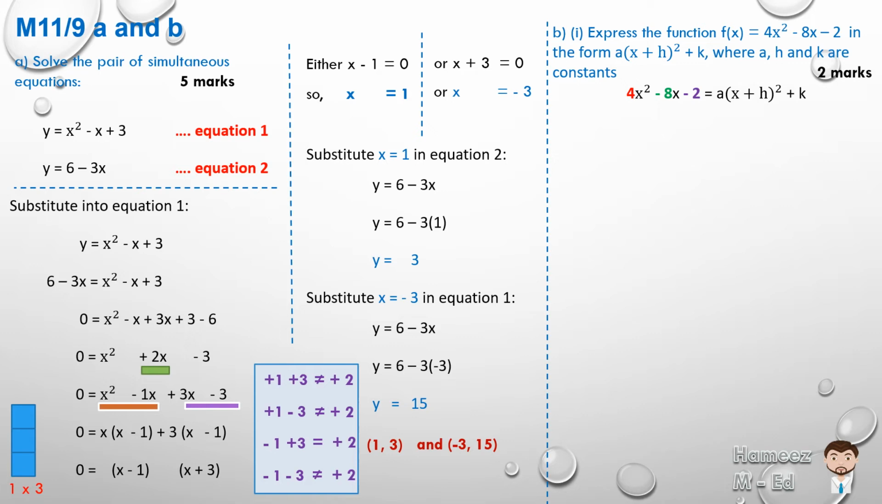And from the left hand side, we know a is 4, b is minus 8, and c is minus 2. So we know a is equal to 4. We already have that.